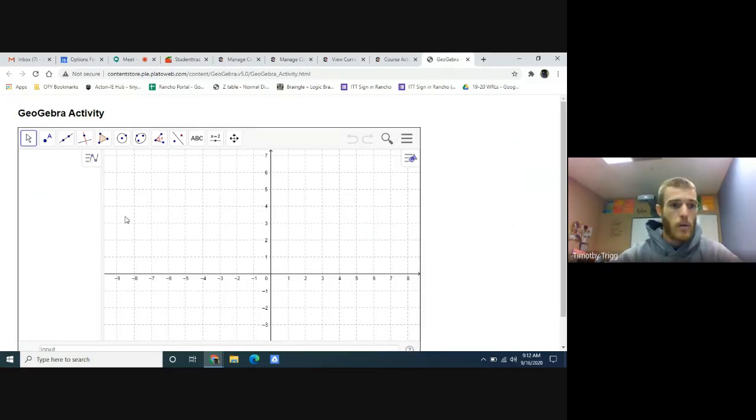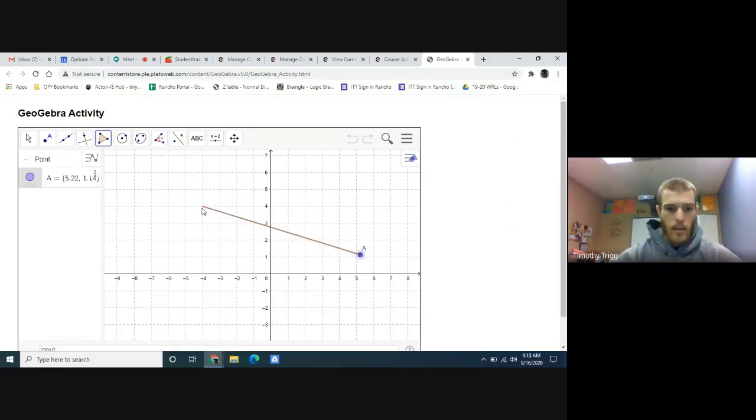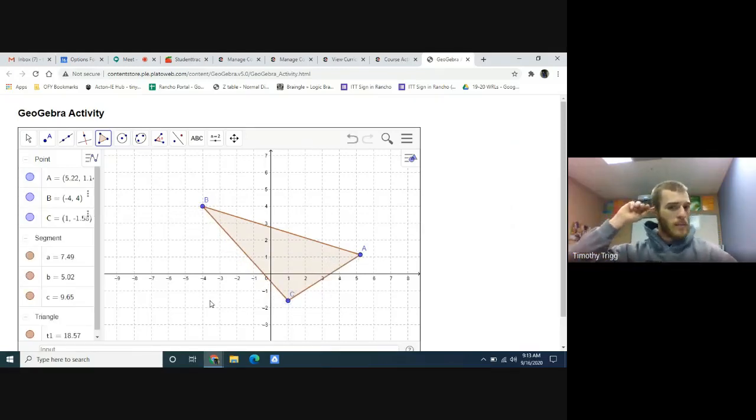So what we want to do is on the top on this toolbar here, you're going to go to this one right here. This is the polygon tool. So go and click that, click polygon. And then you want 3 random points. We're just going to create a random triangle. It doesn't matter what it looks like. So here we go. Connect it back together just like that. So here's our triangle ABC.